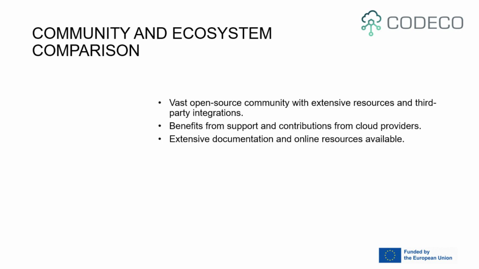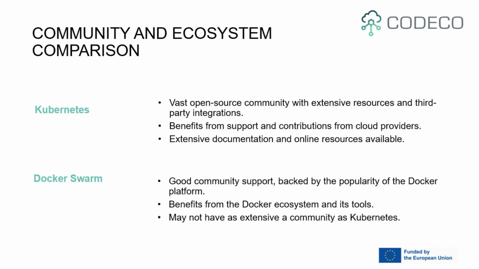Community and ecosystem comparison. Kubernetes. Kubernetes has a vast and active open-source community, making it one of the most widely adopted container orchestration tools. It benefits from a large ecosystem of third-party tools, integrations, and support from cloud providers. Additionally, Kubernetes has an extensive set of documentation and resources available online. Docker Swarm. Docker Swarm also has a significant community, but it may not be as extensive as the Kubernetes community. However, since Docker Swarm is part of the Docker ecosystem, it benefits from the popularity and support of the Docker platform.